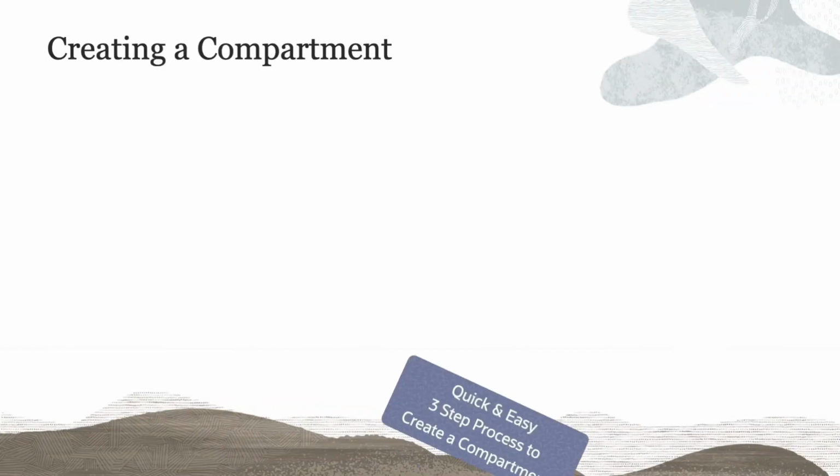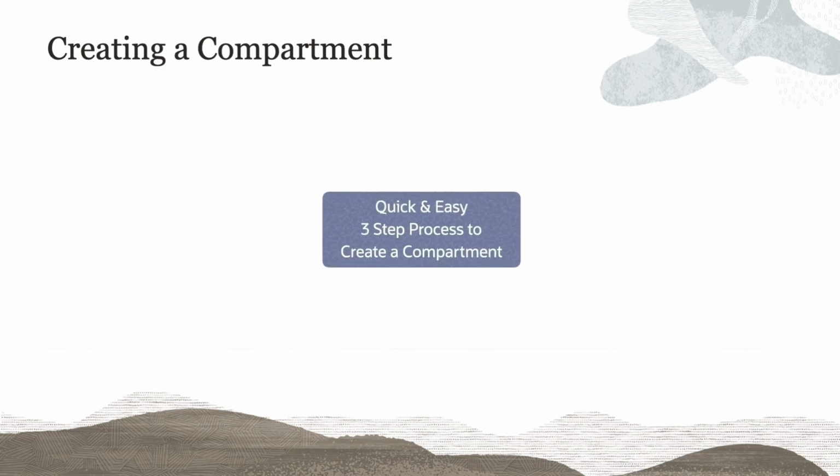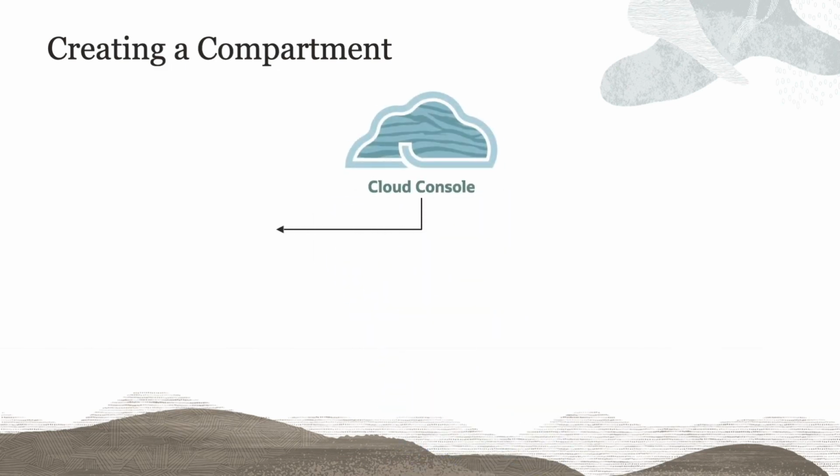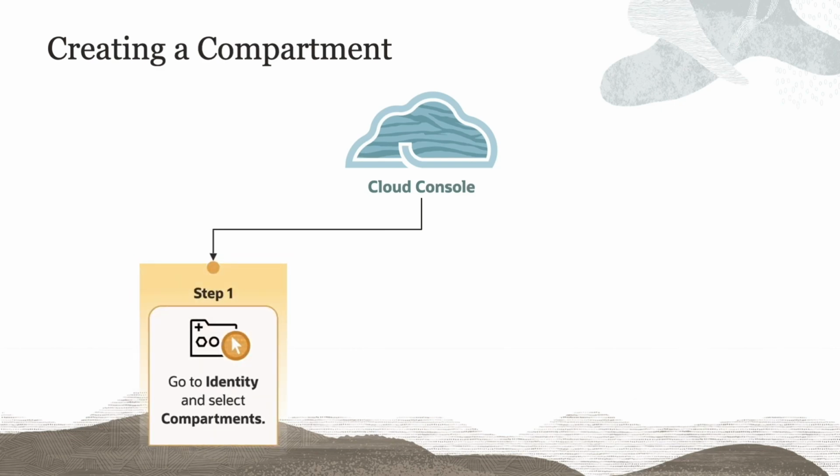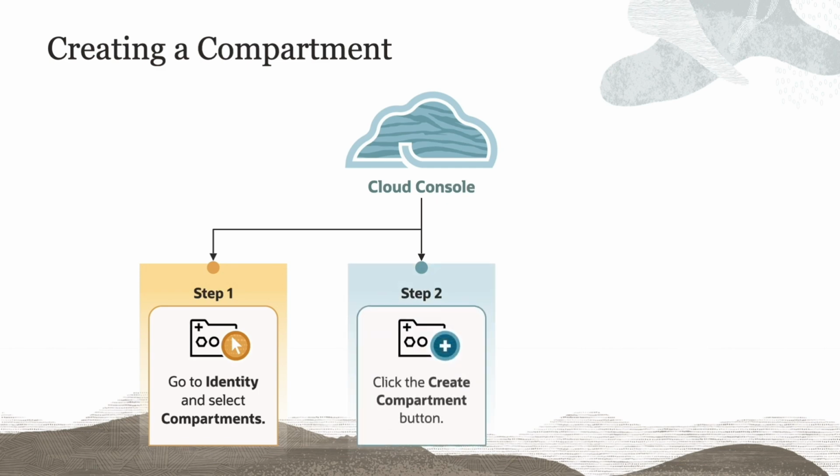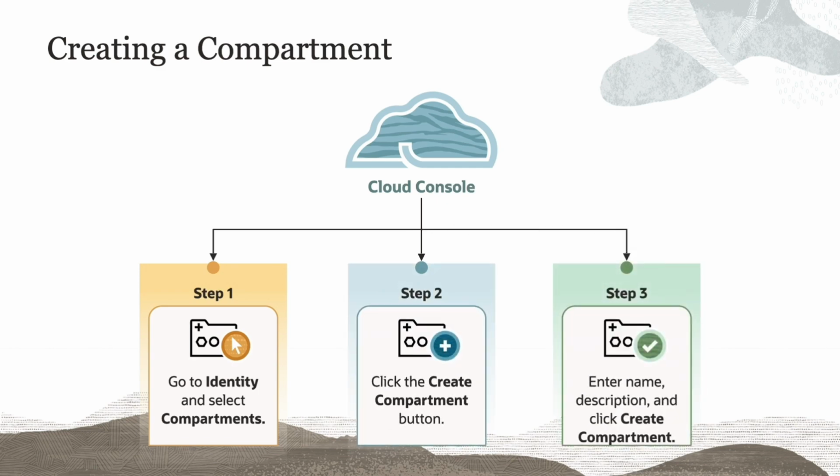However, for now, let's look at the quick and easy three-step process to create a compartment. From the Identity console, go to Identity and select Compartments. Click Create a Compartment, enter a name and description, and then click Create Compartment.